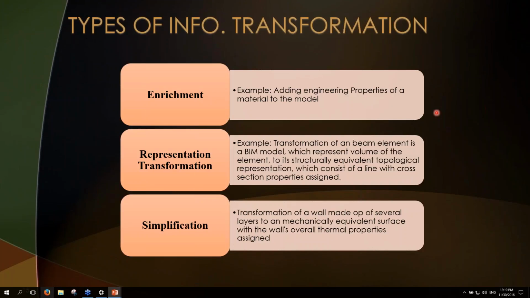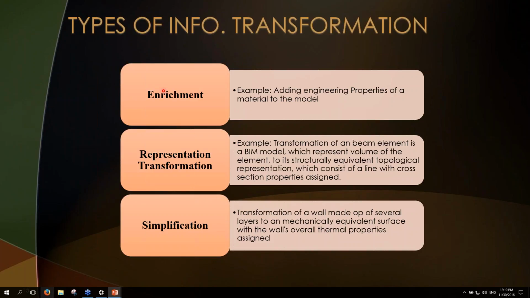So we identified three different types of information transformation, or interpretation, between a building information model and a design analysis model. One is enrichment. There is some information that is not included in BIM, but we need it in structural engineering analysis tools, such as the modulus of elasticity of the material, or the strength of the material. We might not have that in BIM, but we need it in the engineering analysis model. So we have to enrich our model with some additional information.